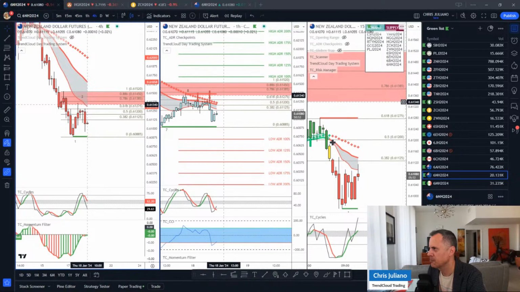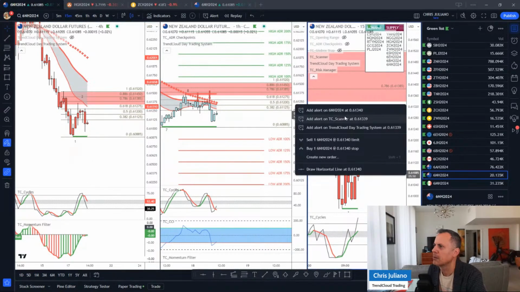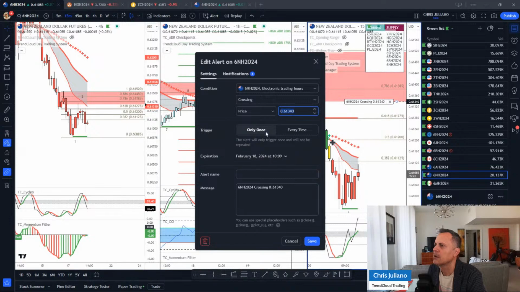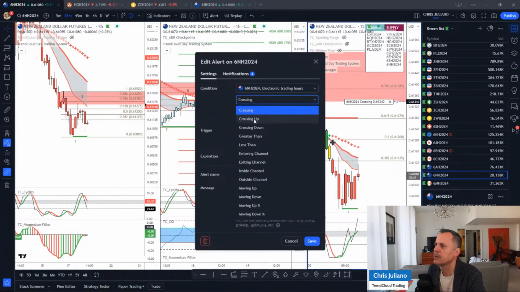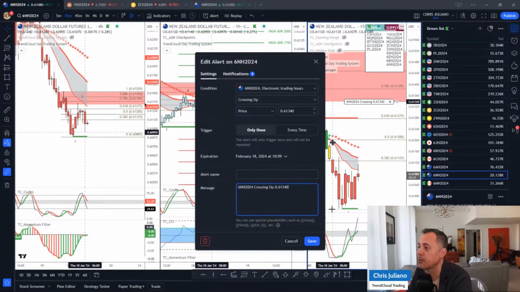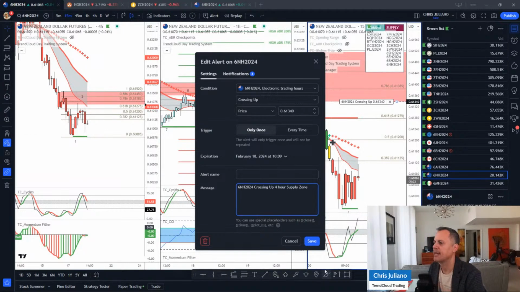Let's set an alert. That will send us a text. Crossing up. Four-hour supply zone as a reminder.